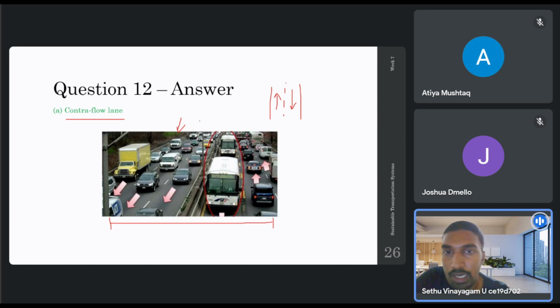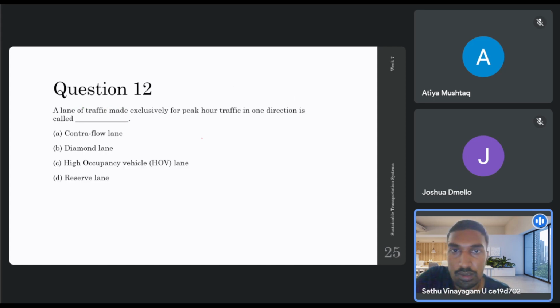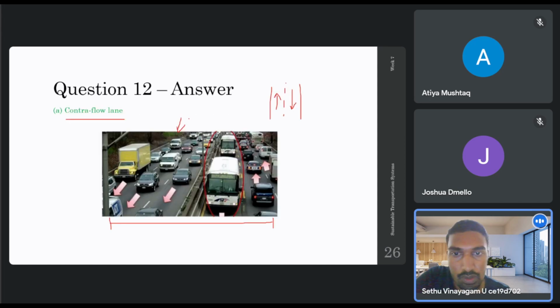So the demand imbalance that is there in either direction has been utilized to make use of this contra flow lane. Okay, therefore, this is the right option, option A, where we are making a lane exclusively for peak hour traffic in one direction. Once the peak hour is over, this direction will again be reversed.